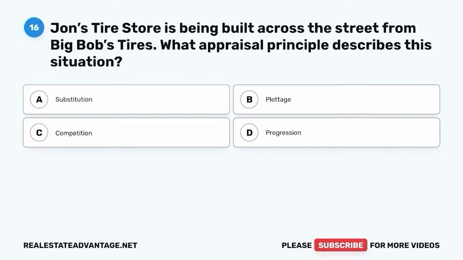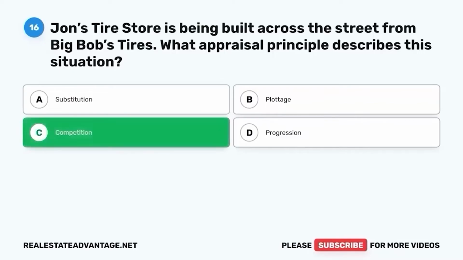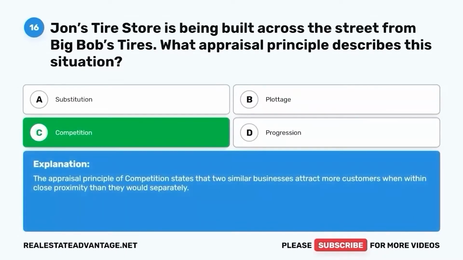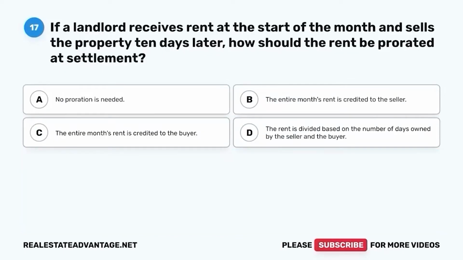Question 16. John's Tire Store is being built across the street from Big Bob's Tires. What appraisal principle describes this situation? A. Substitution, B. Plottage, C. Competition, D. Progression. The correct answer is C. Competition. The appraisal principle of competition states that two similar businesses attract more customers when within close proximity than they would separately. Question 17.